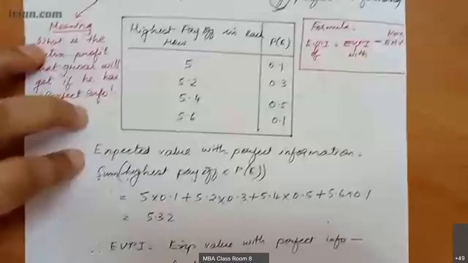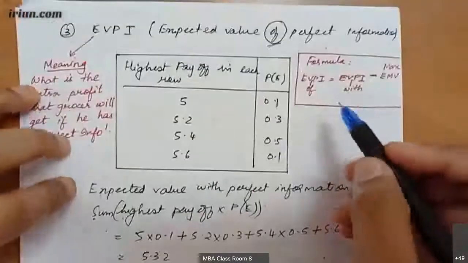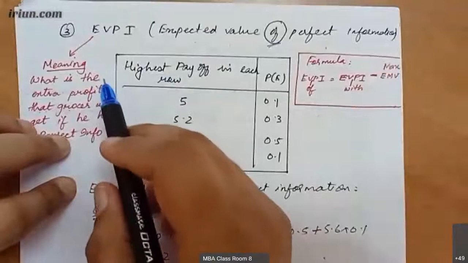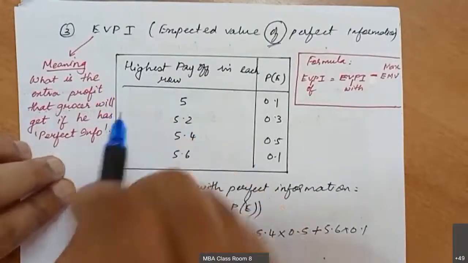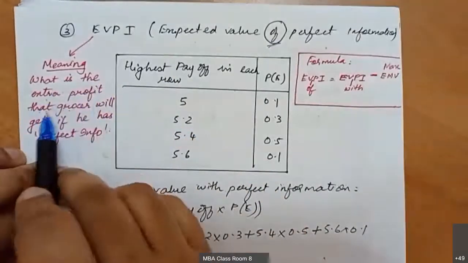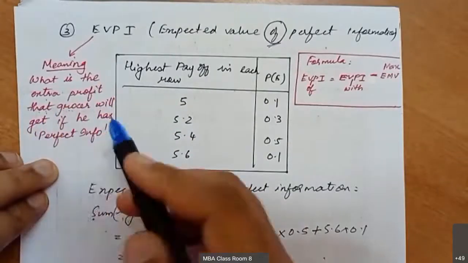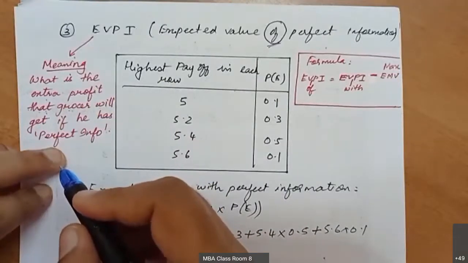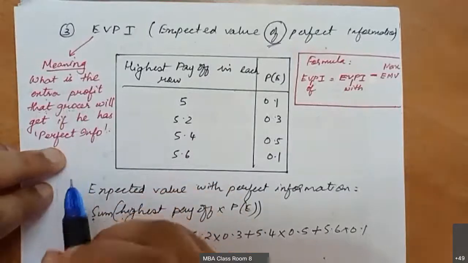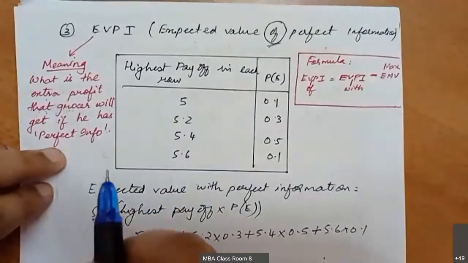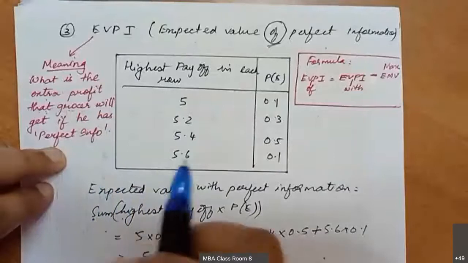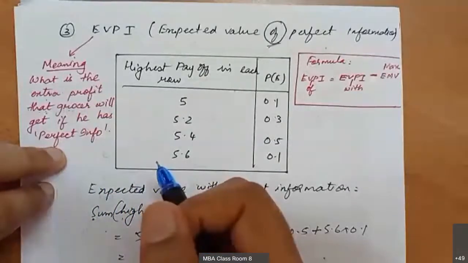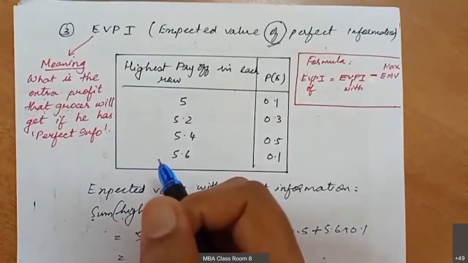Max EMV. What is the meaning of this? If you had perfect information, what is the extra profit that the grocer will get? What is the meaning of perfect information? It means that on a day, you already know, for example on Monday, the demand is going to be 25 cakes. On Tuesday the demand is going to be 26 cakes. You already know exactly what the demand is.